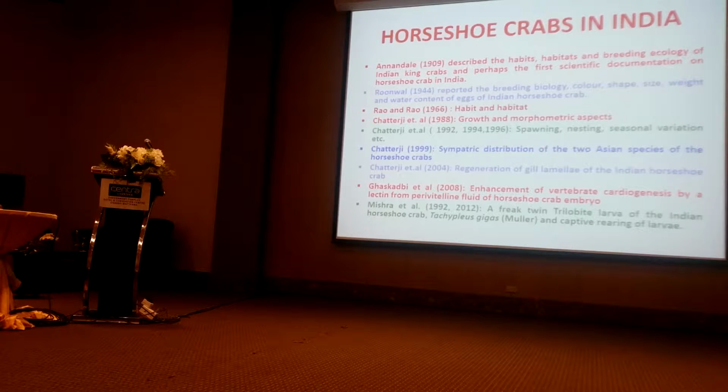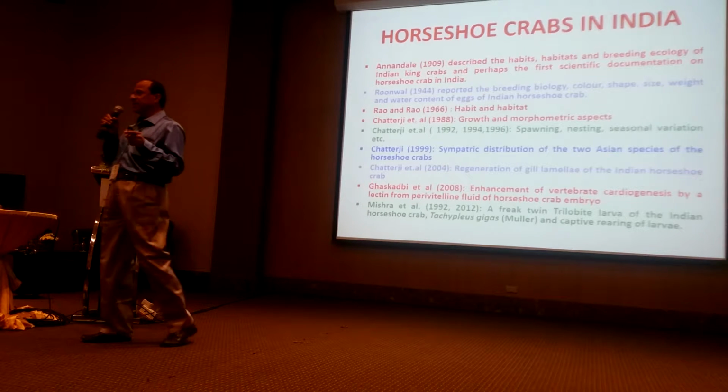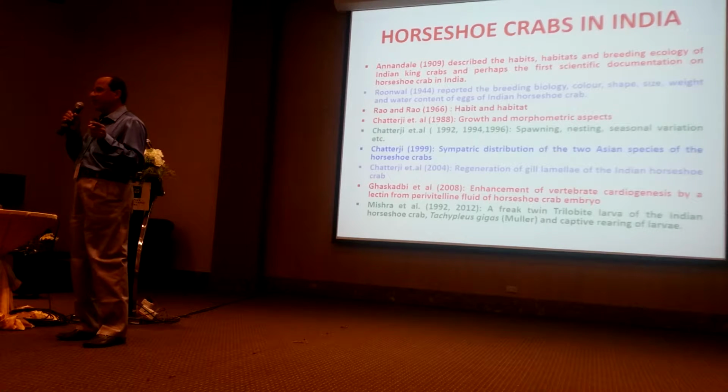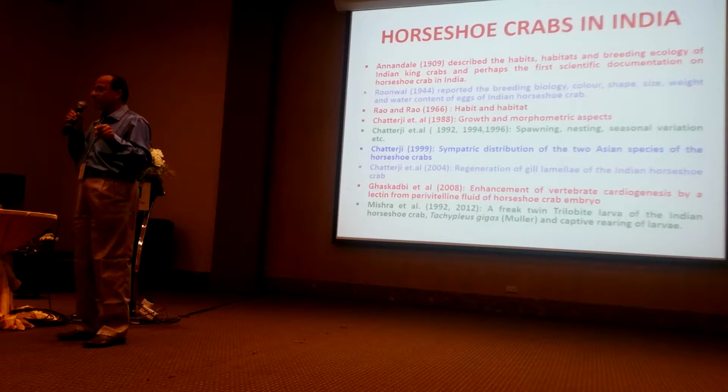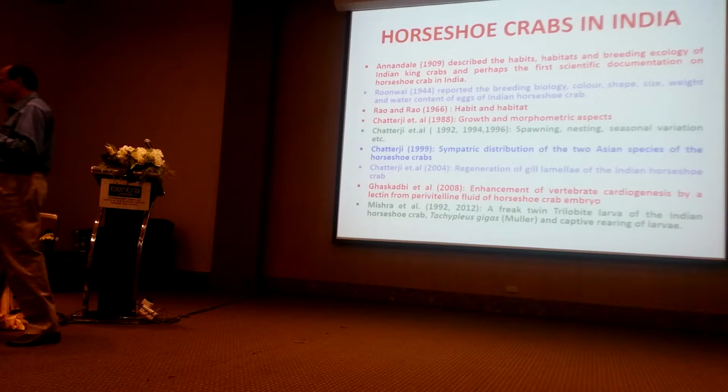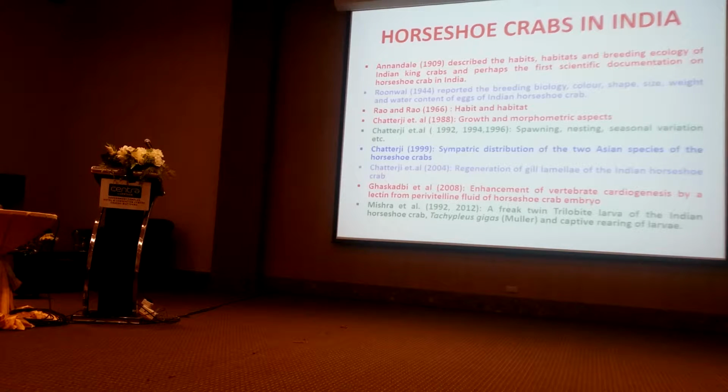Chatterjee also described the sympatric distribution of two Asian species, not only Tachypleus gigas but also Carcinoscorpius rotundicauda. Both are seen on the coast of India, but their geographical location is slightly different. One prefers sandy mud, the other muddy and clayey areas. One is the mangrove horseshoe crab, the other the sandy beach horseshoe crab. But in some places both species exist, sometimes T. gigas is more and Carcinoscorpius less, or vice versa.